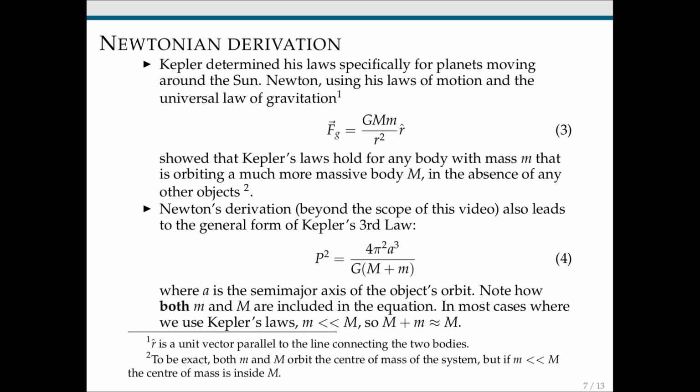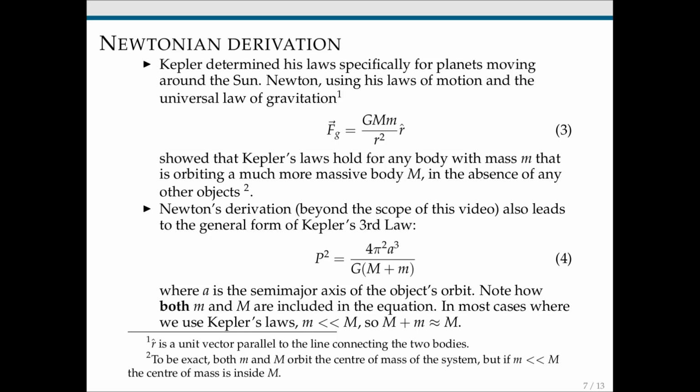Now note that little m orbiting big M isn't entirely accurate. Both little m and big M actually orbit the center of mass of the two-body system. When little m is much smaller than big M, the center of mass is inside object big M, just because it's much more massive. And so we can say that little m orbits big M. In fact, Newton showed that a slightly more complicated version of Kepler's laws also works for the case where little m and big M are comparable to each other. That's beyond the scope of this video, though.